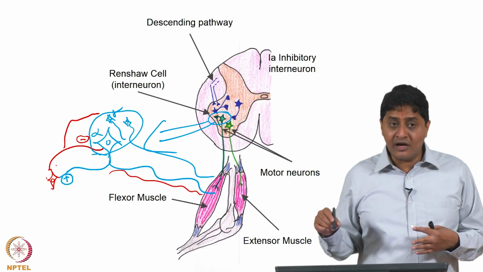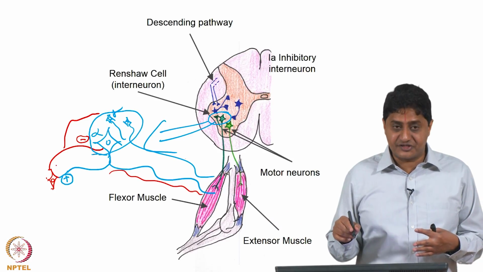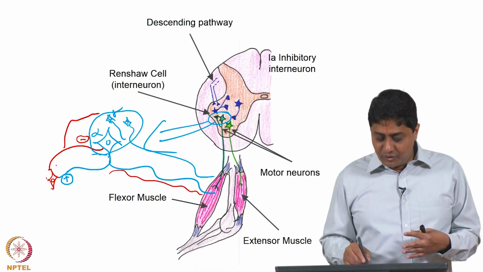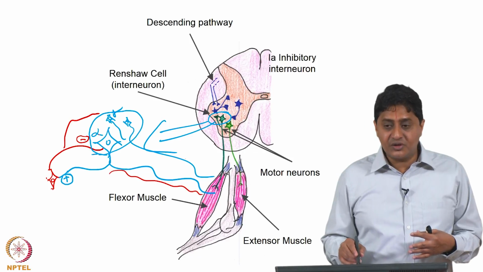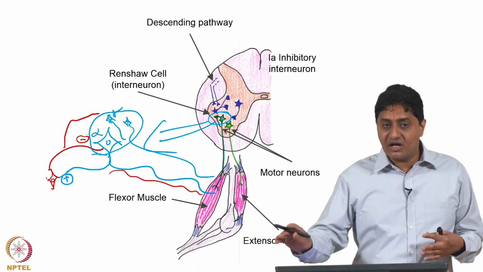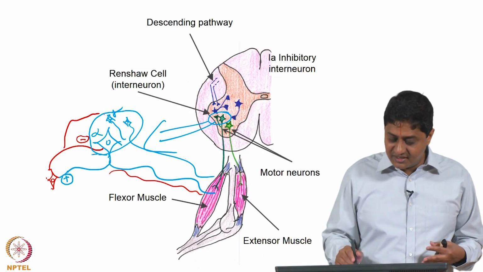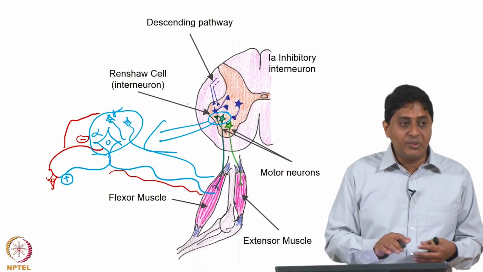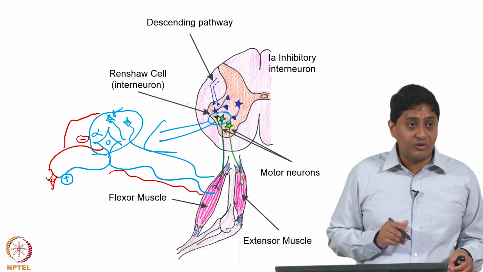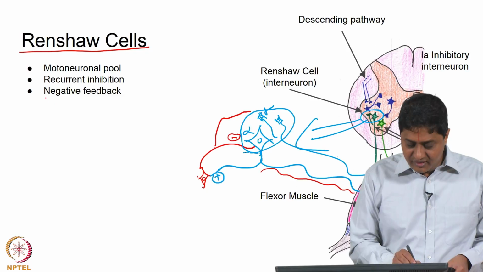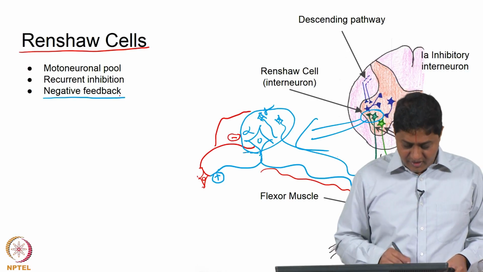So, agonistic muscles are those that perform a similar function. Whenever the biceps is activated, this inhibitory interneuron could inhibit the function of not just the biceps, but also the brachialis and brachioradialis. So, it inhibits a whole bunch of motor neurons, in a way performing the critical function of negative feedback.